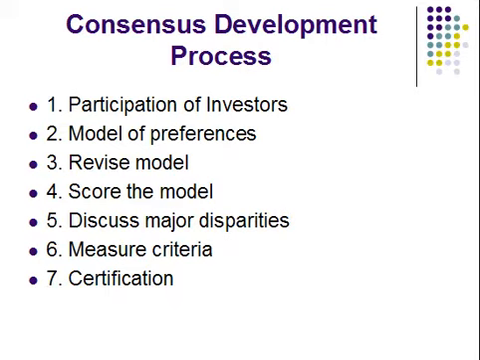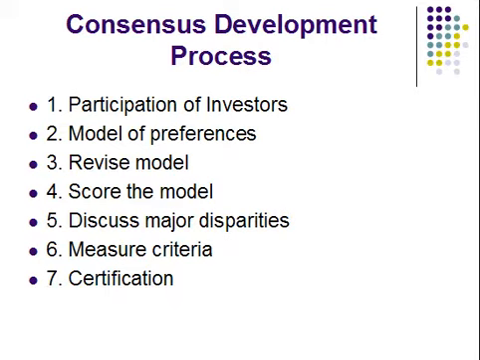Step 1 involves the participation of investors. Their communication will enlighten individuals by displaying their preferred attributes. Step 2 involves creating a model of investor preferences by conducting one-on-one interviews. Step 3 involves a meeting of all of the investors. This meeting determines any revisions that will be necessary to edit the ranking of attributes.